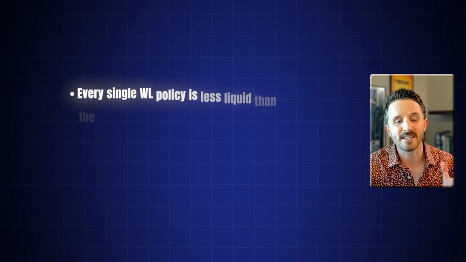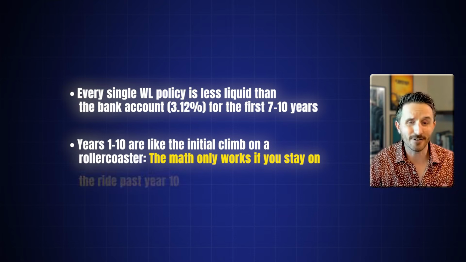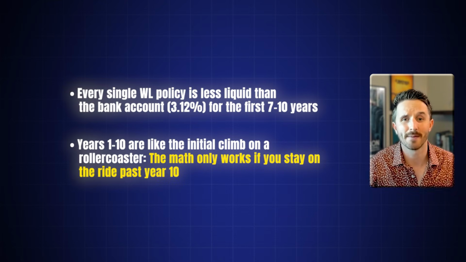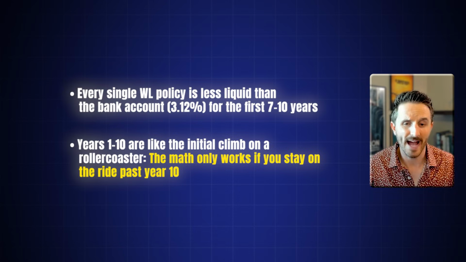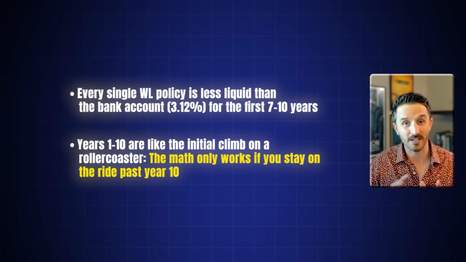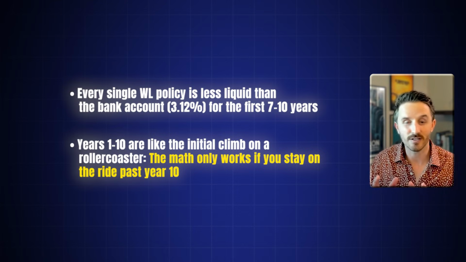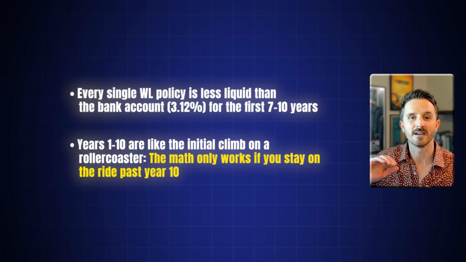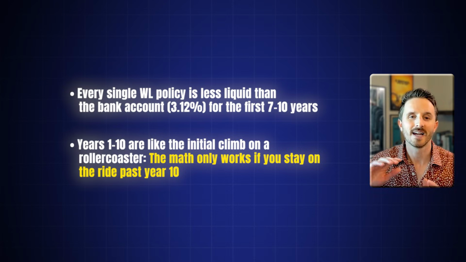And every single whole life policy, though, is less liquid than the bank account for the first 7 to 10 years, right? So years 1 through 10 are like the initial climb in that roller coaster. The math only works if you're going to stay on the ride past year 10. As long as you're staying on for the first 10 years, and this is obviously not even taking into account the death benefit, we're just looking at the cash value here, then you're going to see that compounding start, you're going to see that wild efficiency, and you're going to really see that tax advantaged growth start happening inside your policy.